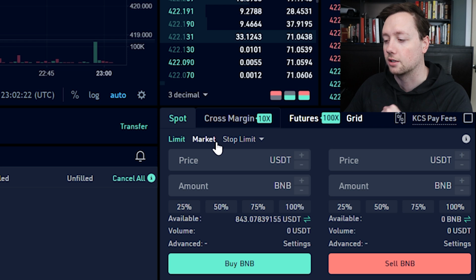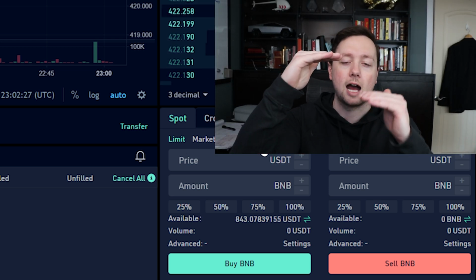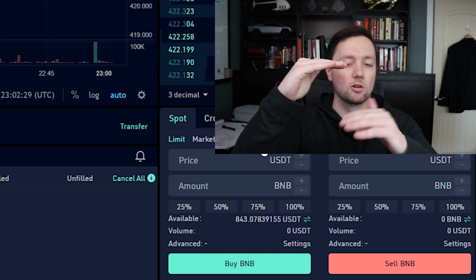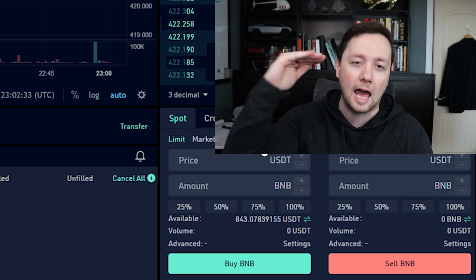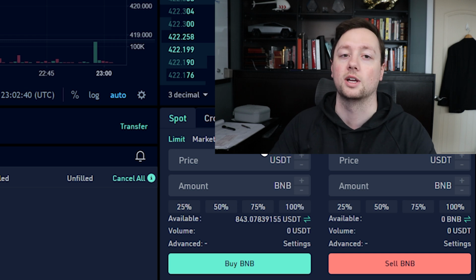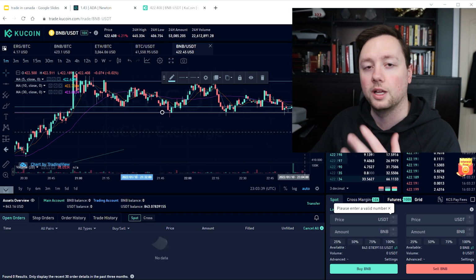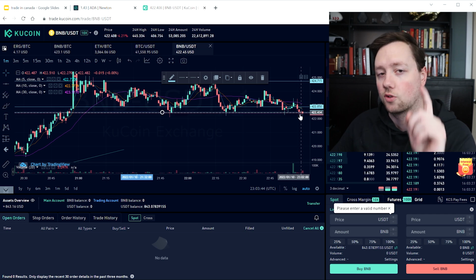I'm actually going to place a limit order. And a limit order is basically saying, here is the maximum amount that I'm willing to pay for BNB or for Bitcoin or for Ergo or for whatever coin you're talking about. It basically caps out the maximum price you're willing to pay, or it limits the lowest price that you're willing to sell at on the other side. And so we need to enter the maximum price in USDT that we're willing to pay for one BNB.